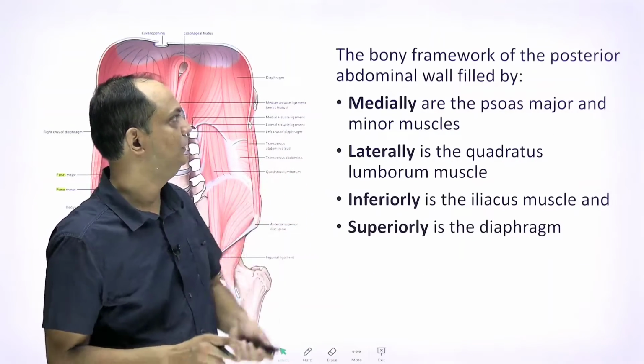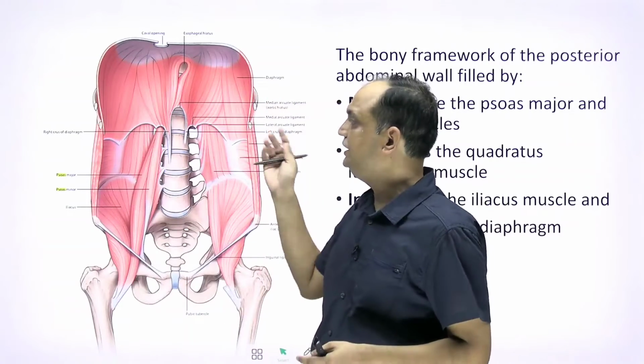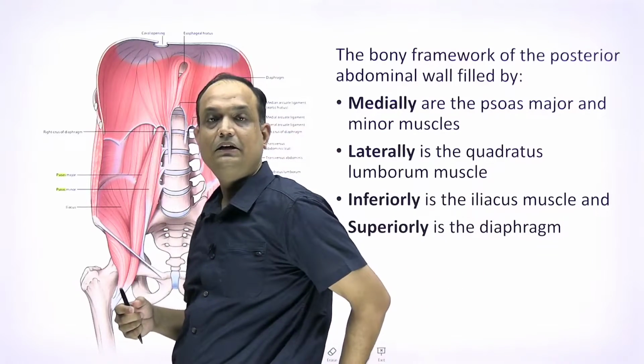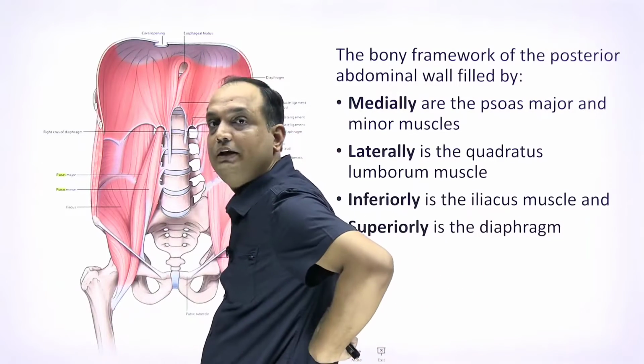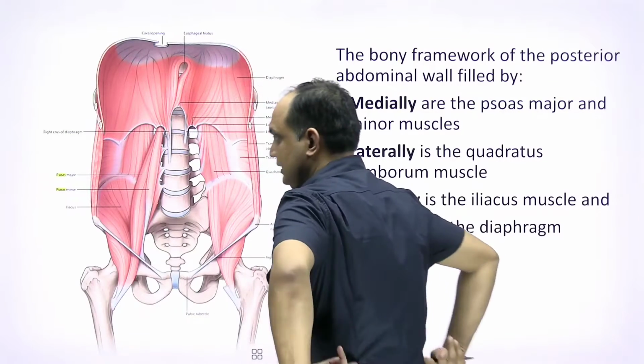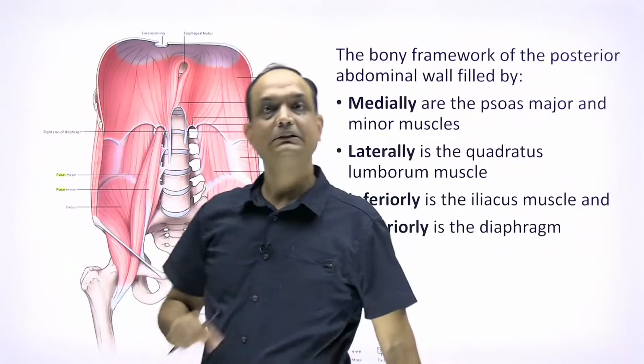Now, the bony framework of the posterior abdominal wall. When you see the posterior abdominal wall, you have the lumbar spine in the center, the two floating ribs above and the iliac crest below. Between this area you don't have any bone. This part is purely made up of muscles.